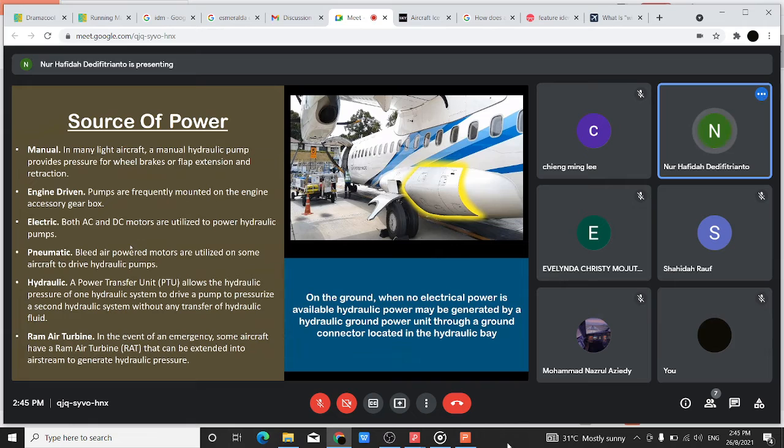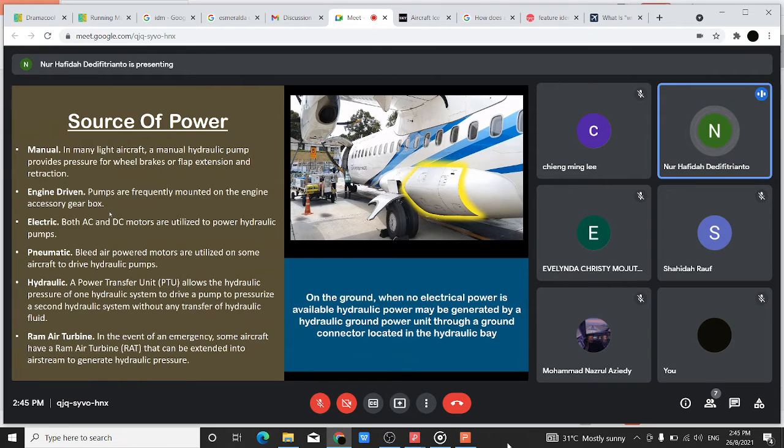Then the next one is the engine driven. Usually the pumps are frequently mounted on the engine accessory gearbox, so that it's easy for the engine to drive the pump and activate the pump. The next one is the electric, which is powered by AC and DC motors. The next one is the pneumatic, which is powered by bleed air, produced so that it will activate the hydraulic pumps.